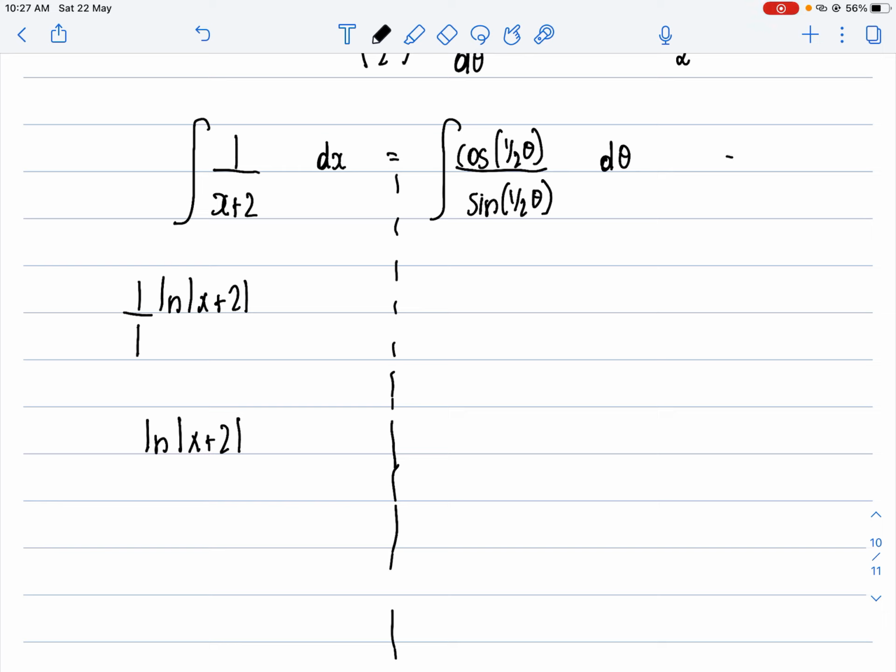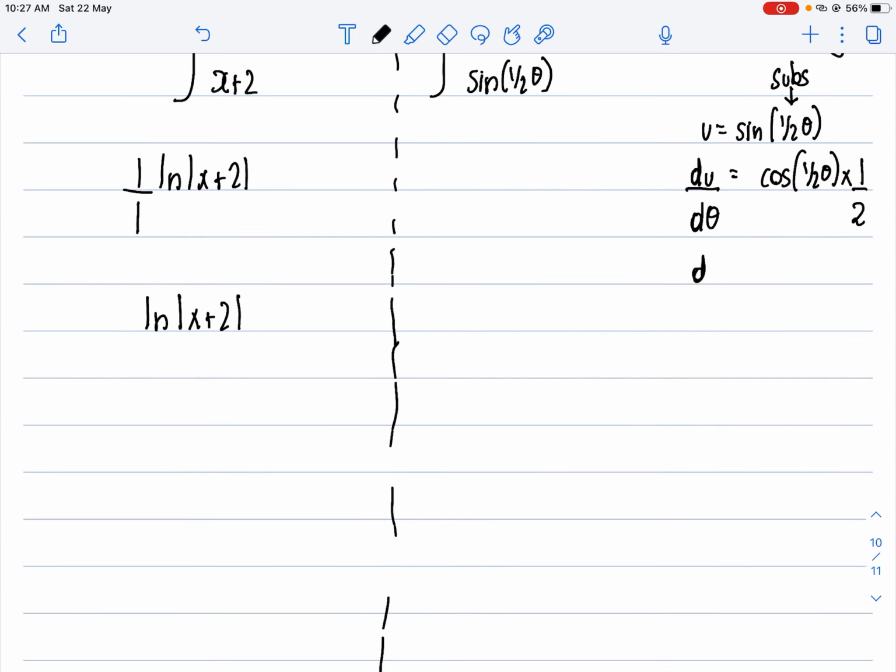And now how do I integrate something like this? I use something called integration by substitution, where I take my u as sine half theta. I take my du by d theta as the differentiation of sine, which I know is simply cos, so it's cos half theta, and because of the chain rule I need to multiply it by the differentiation of half theta, which is half. So I get du by d theta equals half cos half theta.